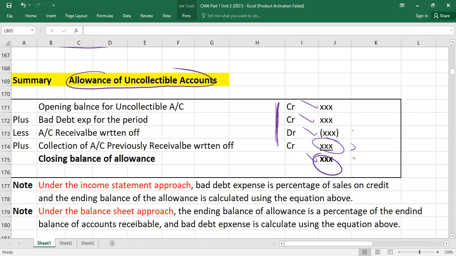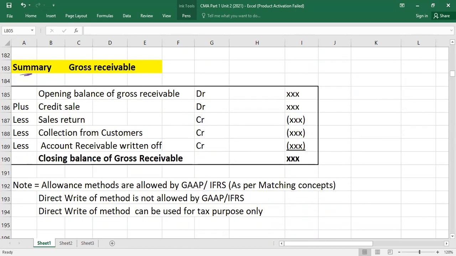Now we have a summary for gross receivable. That was for allowances. Now we are talking about gross receivables. So here we go, guys. First of all, you take the opening balance of gross receivables. Plus credit sales, you will add. Less sales return, you will deduct. Less collection from customers, cash collection, you will deduct. Less accounts receivable written off, you will deduct, because at the time of writing off, you have credited the receivables in the double entry.